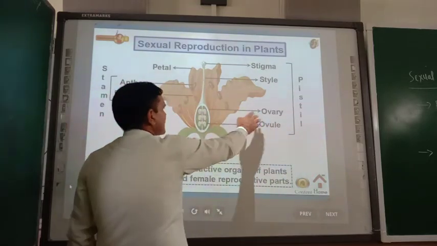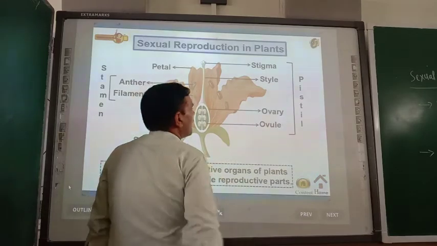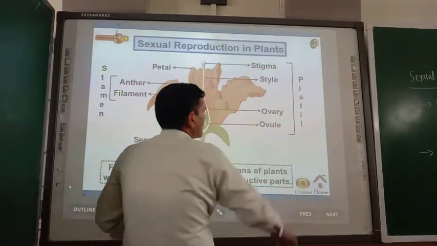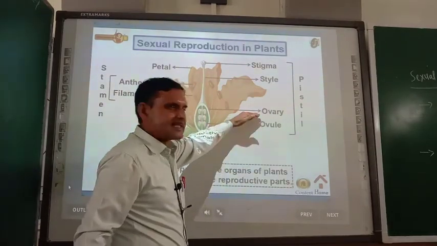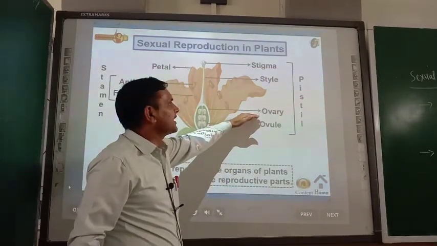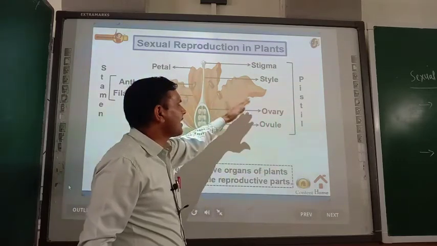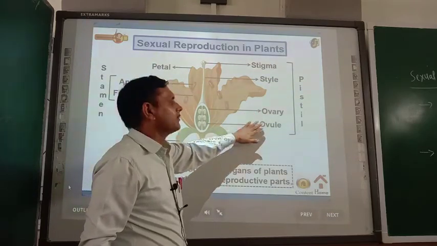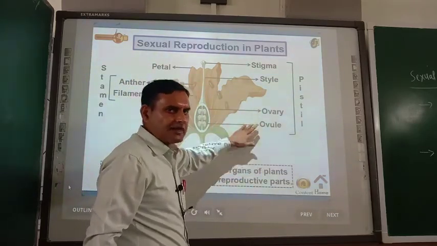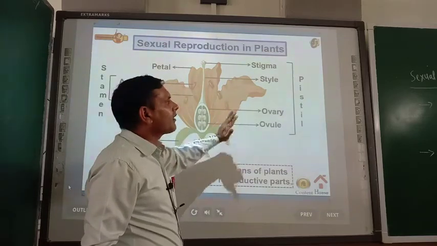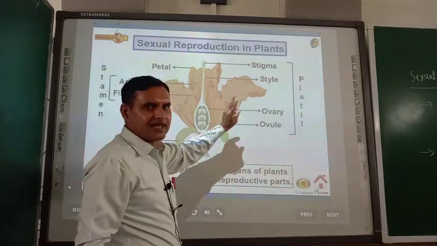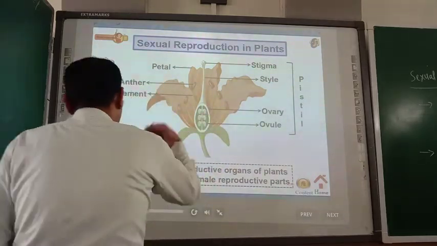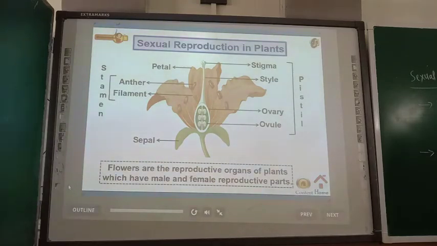If you see the cross section of ovary, then only you will get the ovule. Actually ovules are found inside the ovary. So basically there are 3 parts of pistil: stigma, style and ovary. Ovule is already inside the ovary, so it is the part of ovary. So there should not be written 4 parts of pistil. Basically there are 3 parts of pistil: stigma, style and ovary. Now for the better understanding, just see one animation.